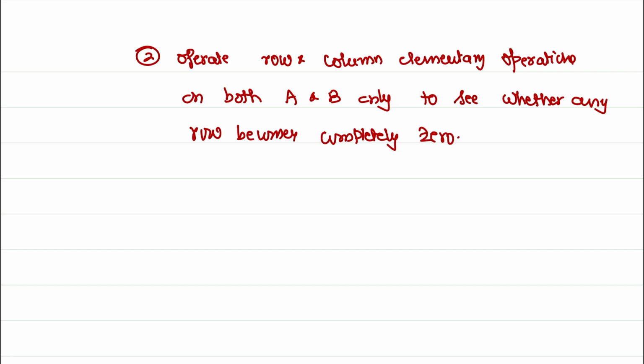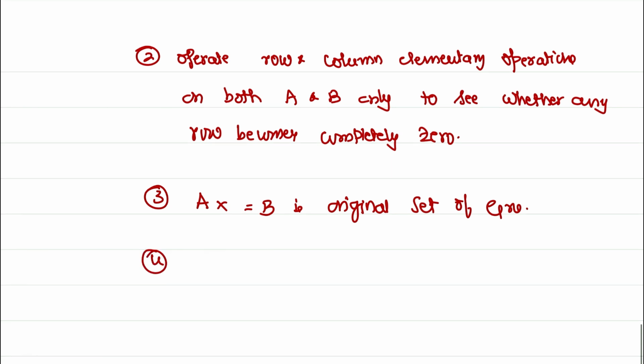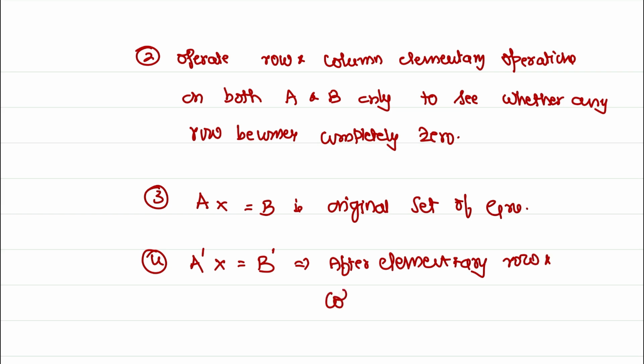Then make it this way: Ax is equal to B is the original set of equations. After elementary operations, it will be A dash x is equal to B dash. This is after elementary row and column operations.